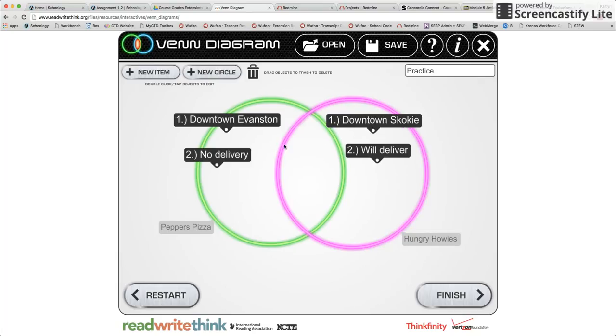Okay, think of a non-example, right? If I were to compare delivery to cost, right? You can't compare the two. Those are two different topics, two different subjects.